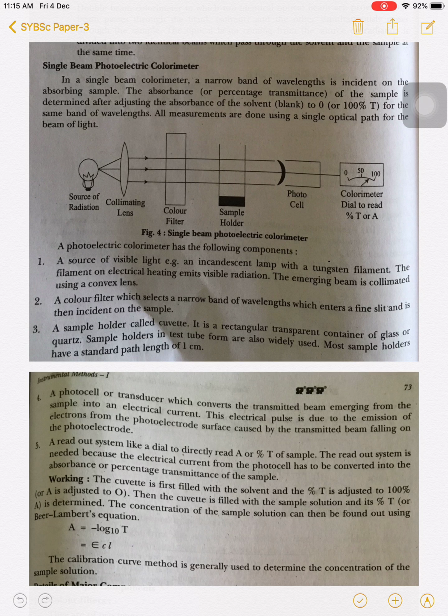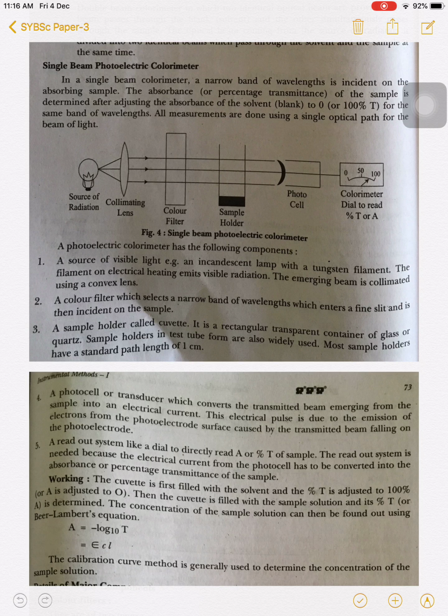In the photocell, on the wall there are photoelectrodes. When the light transmitted from the sample strikes the photoelectrodes, an electron pulse is emitted, and that creates an electric current in the photocell.